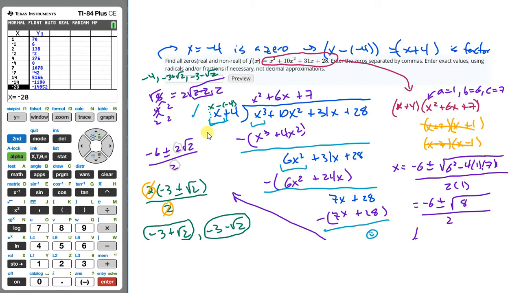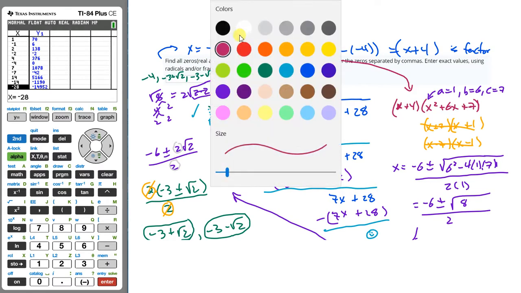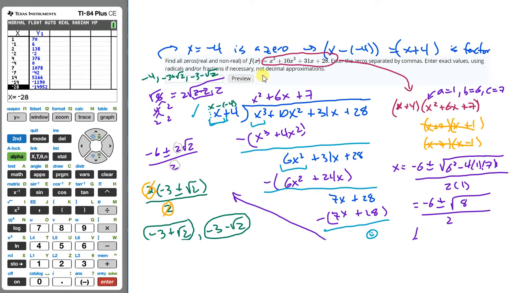What if it asked me for the factorization? It's not asking it, but it will in future questions, so let's just practice that. What about the factors? Let me try a different color here. What about the factors? The factors were x take away negative 4, right? If negative 4 is a 0, then x take away that negative 4 is a factor. So x take away negative 4, which is the same as x plus 4, is a factor. The next factor is going to be x take away negative 3 plus root 2.